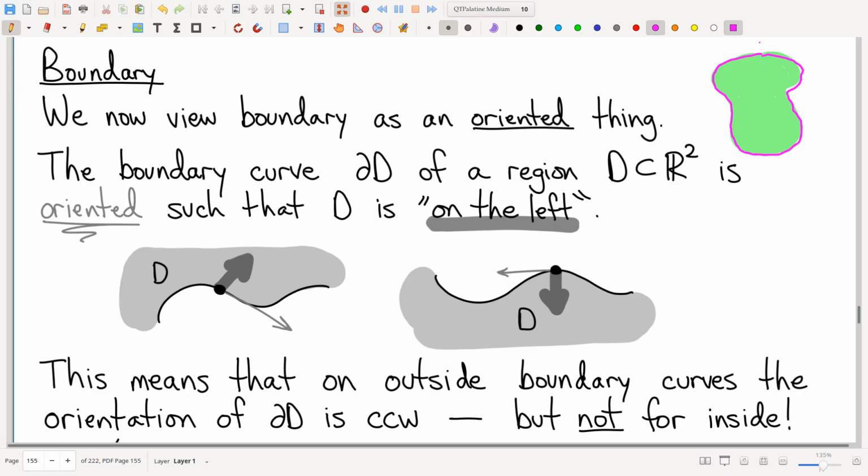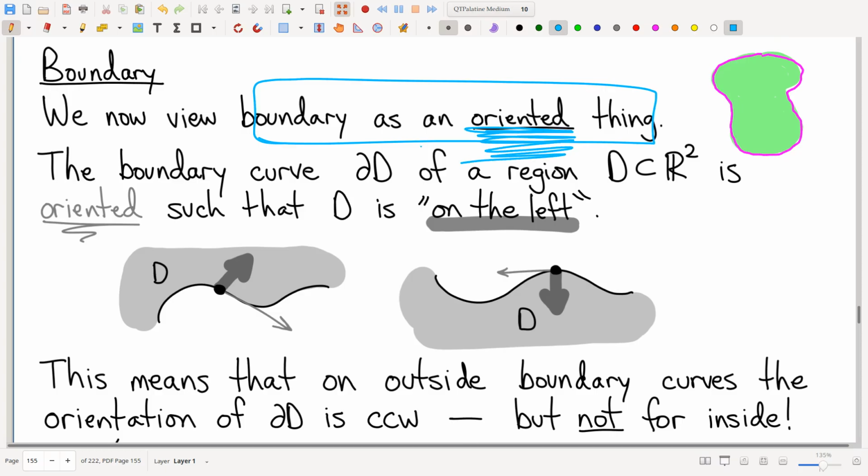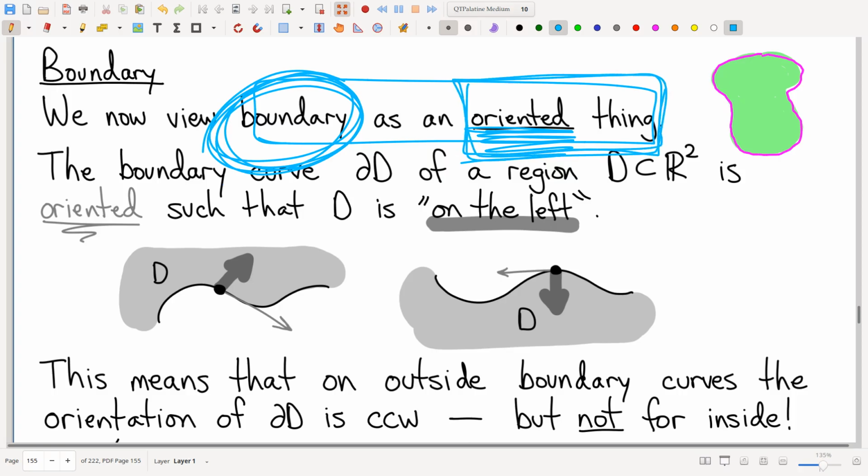Okay. Here's the new bit. I now have to think of boundaries as being oriented. In order for what I'm about to do to actually work out, we're going to establish a new convention. And by the way, this convention applies for most of the rest of this course. When you see the word boundary anywhere in chapter 6 or 7, that is no longer just a set. Now it is an oriented set. So in particular, it needs to be an oriented curve. I'm going to have to establish which direction is the direction to go around that boundary.